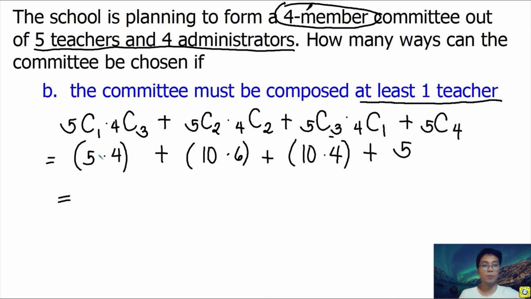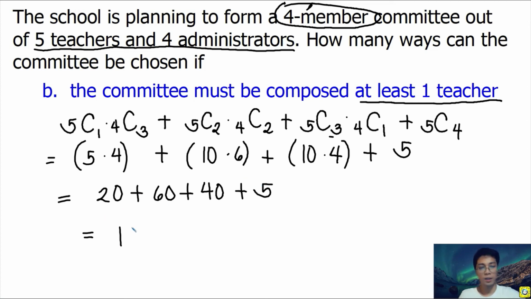So, simplify po muna natin to. 5 times 4, that's equal to 20. Plus, 10 times 6, that's equal to 60. Plus, 10 times 4, that's equal to 40. Plus 5. So, add mo na lang po ito, 20 plus 60 plus 40 plus 5. So, 60 plus 40 is 100 plus 20 is 120 plus 5. So, the answer is 125. Therefore, there are 125 ways that a committee composed of at least one teacher can be formed. The answer is 125 ways.